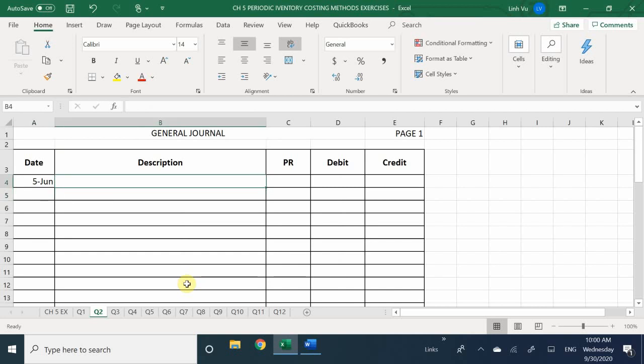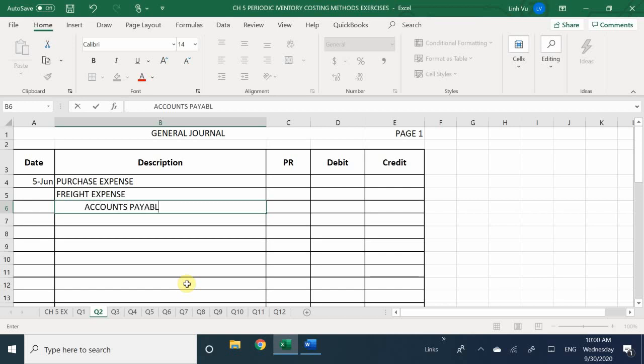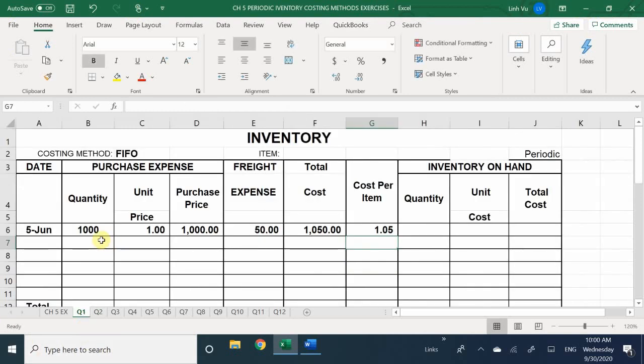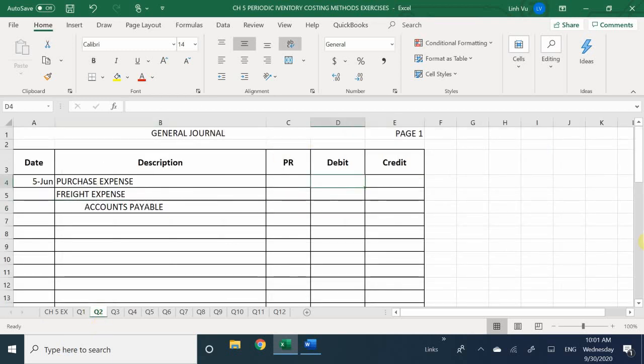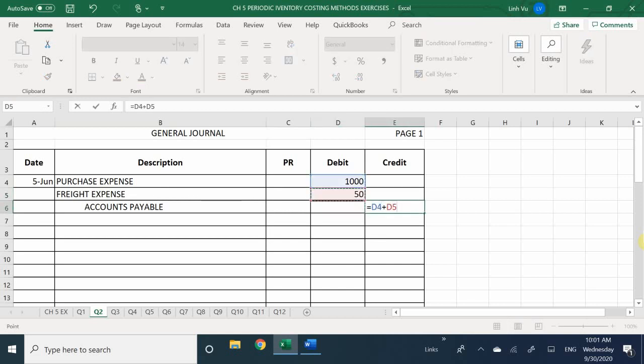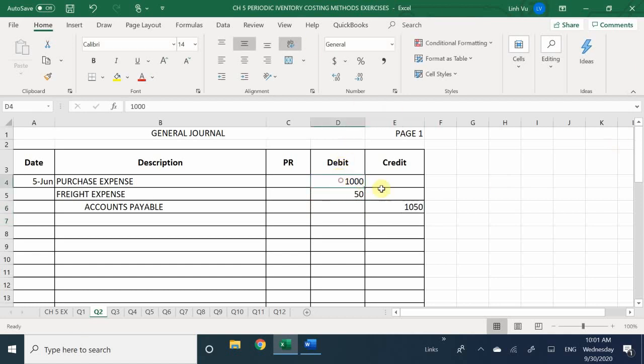So here's my journal, and I'm going to indicate that on June 5th, we made a purchase. So we're going to debit our accounts for purchase expense and freight expense. And because we had that little indicator, we know that we've made a purchase on account. Now in this case, I've already plugged my answers in here, and I've already solved for my purchase price. It's 1,000 and my freight was 50, giving me a grand total of 1,050.